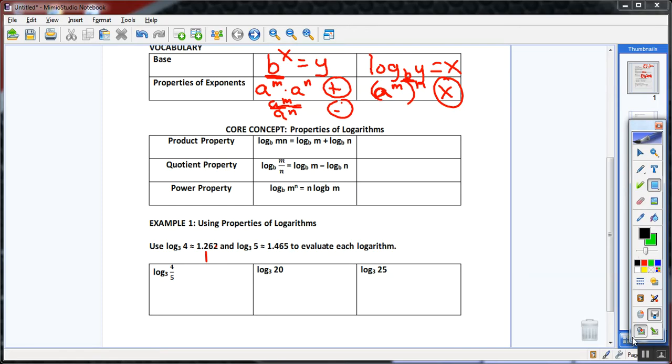Okay, big concept right here. Core concept, properties of what, kids? Okay, this is going to be really important to understand. All right. First of all is a product property, which states this. If you have log base b of some value m times n, this is the same as log base b of m plus what?